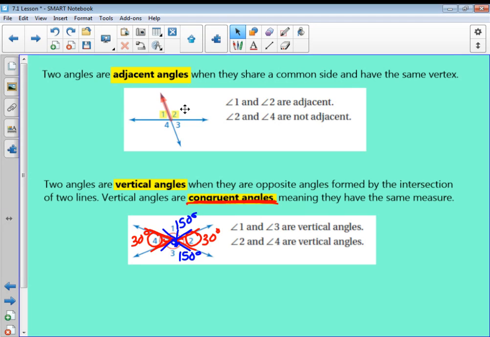So adjacent angles are two angles that share a common side. Vertical angles are going to be two angles that are equal in measure, that are directly across from each other through a set of intersecting lines.